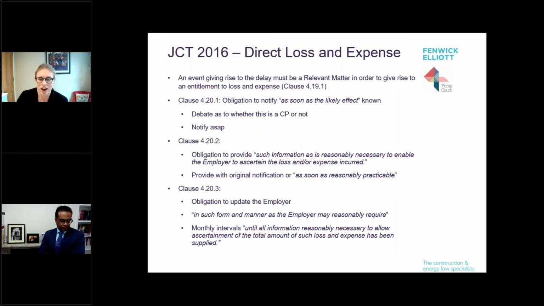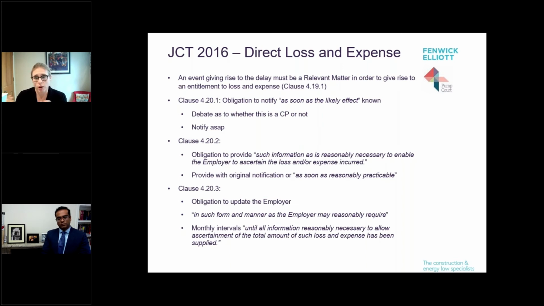Get on with it, don't delay, as usual with CPs. Then you have obligations to provide information and to top up that information. If it is an ongoing event and you're going to have to top it up regularly, then it may be worth engaging in a discussion proactively right at the beginning of the process, when you first know this matter is happening, to see what records an employer wants.